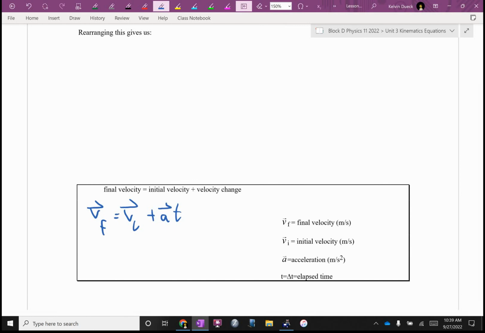This pops out of our definition of acceleration. Time is always a change in, which is why I wrote t equals delta t, and so we get lazy. We just put the t because we're just lazy. Okay. Now what?